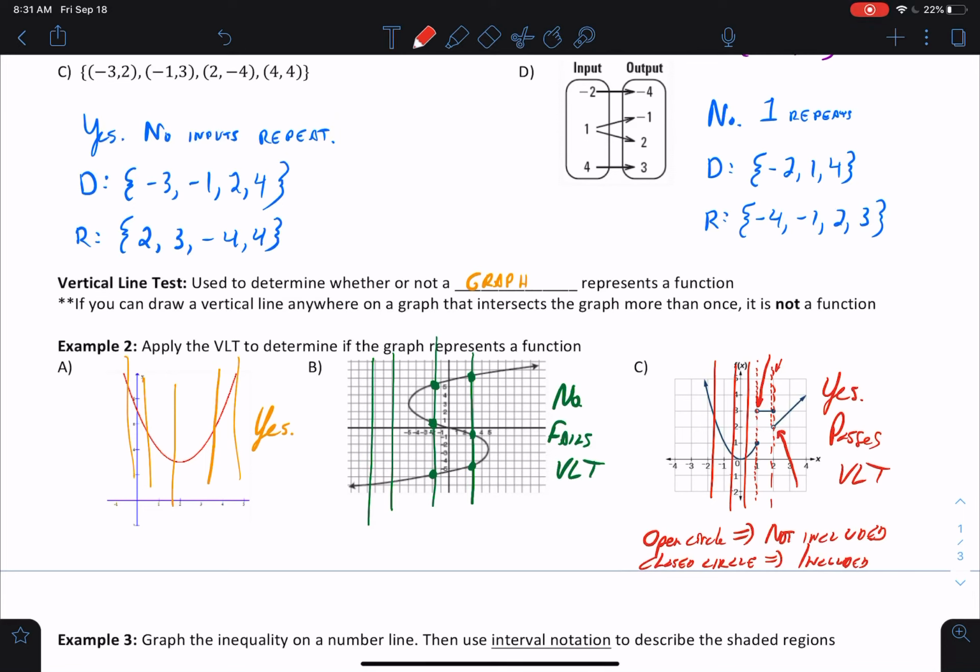All right, in the next video, we will introduce the concept of interval notation.